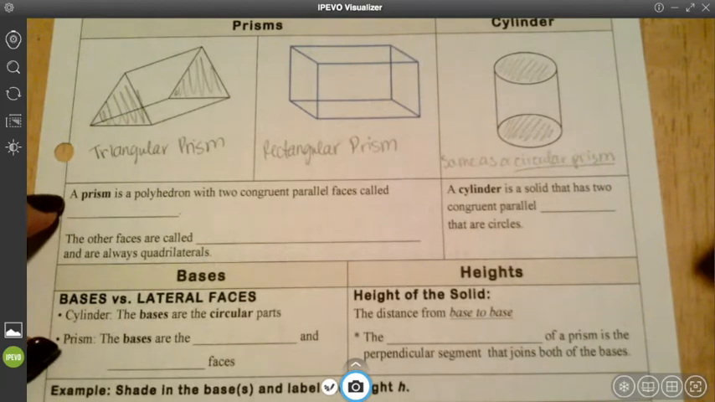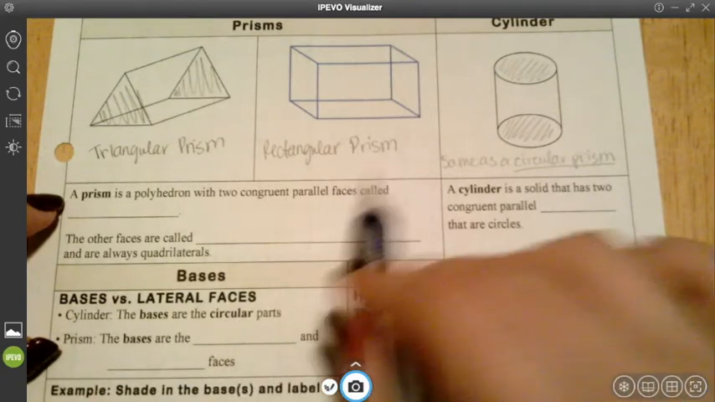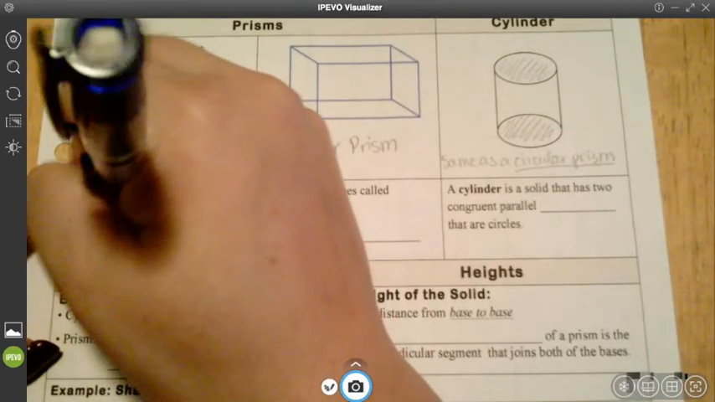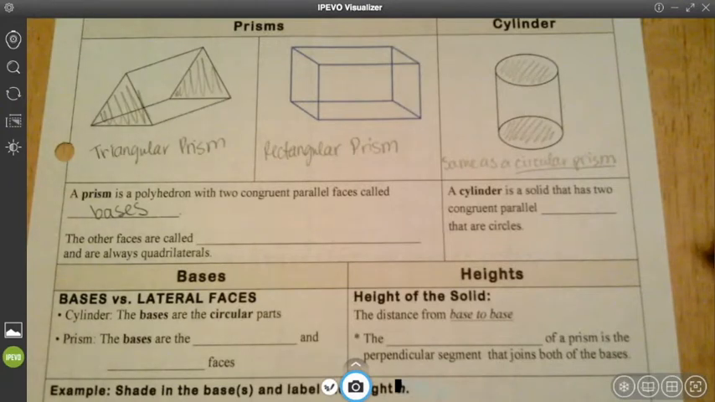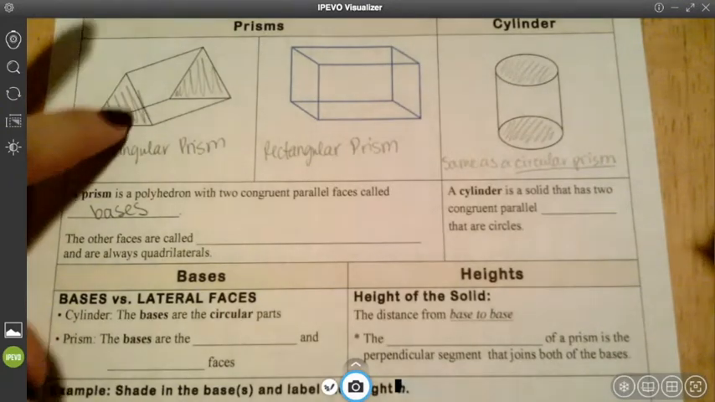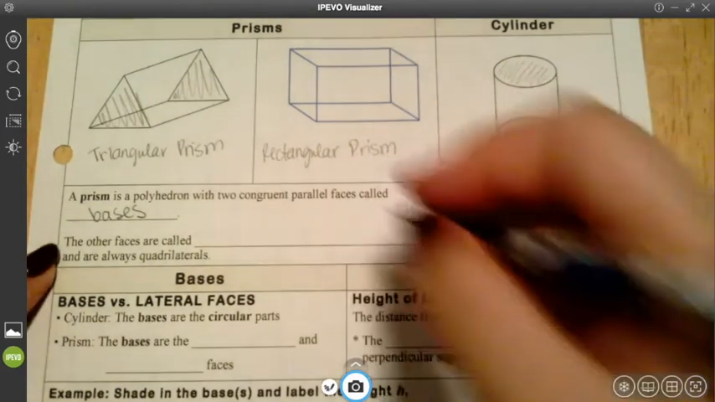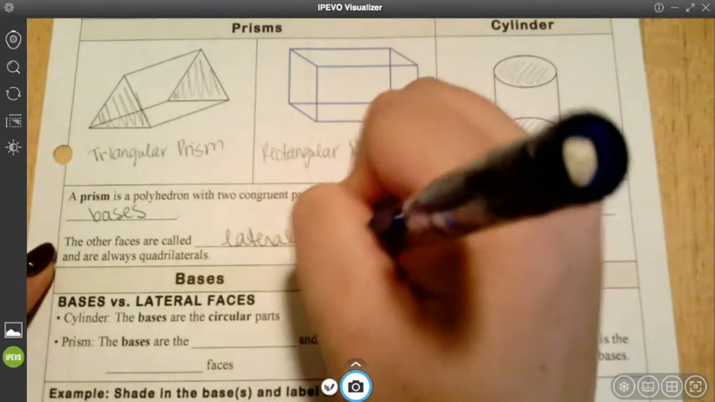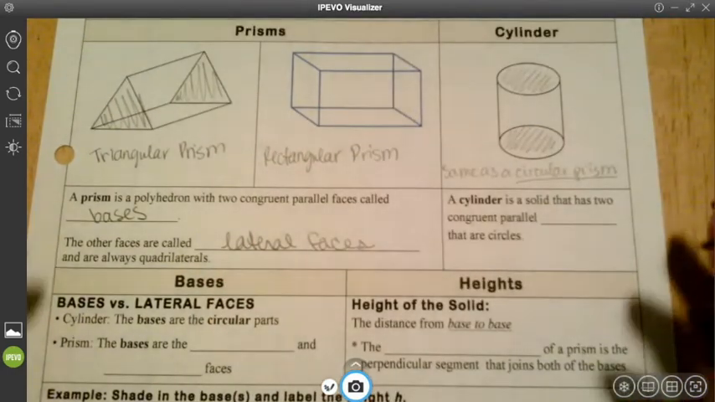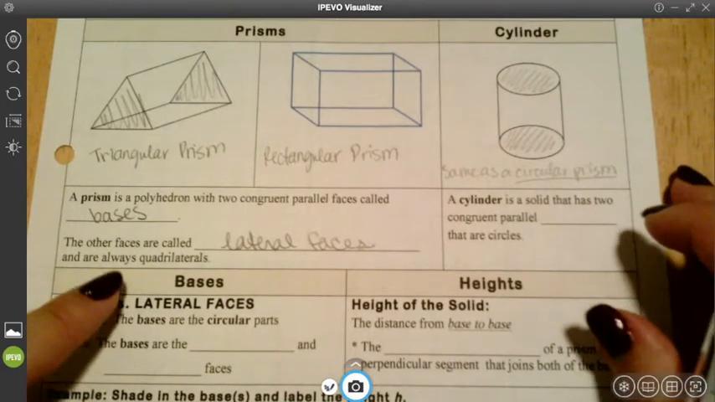A prism is a polyhedron, meaning multiple sides, 3-dimensional multiple sides. It has 2 congruent parallel faces. These are called the bases. So just like we had for our 2-dimensional figures, we had a side that we considered the base. These 3-dimensional figures will have a 2-dimensional side, so it will have a shape that is its base. The other faces are called lateral faces. Lateral means side. So essentially we have the bases and we have the sides. And the lateral faces are always quadrilaterals.